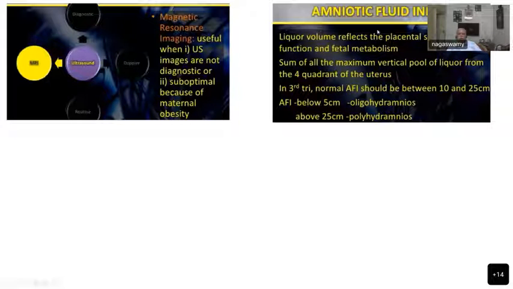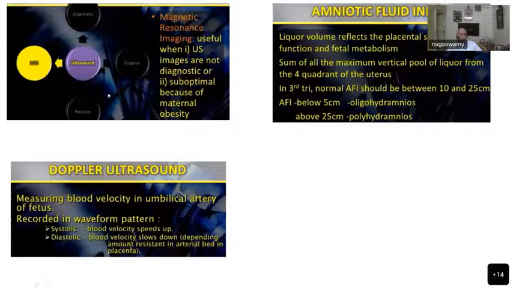And the amniotic fluid index reflects the liquor volume, placental size, placental function and fetal metabolism. The sum of all these things, they measure it in 4 quadrants. That is the 2 hypochondriac and the 2 iliac fossa regions. So 4 quadrant measurement is done, and then you find out again, as I said, the presence of oligo or polyhydramnios.